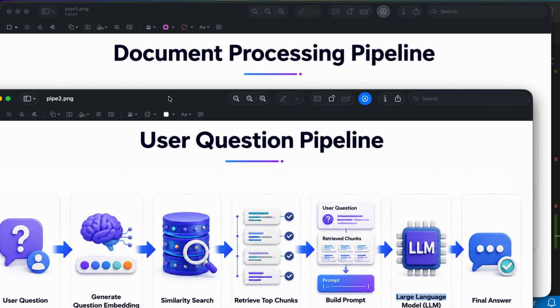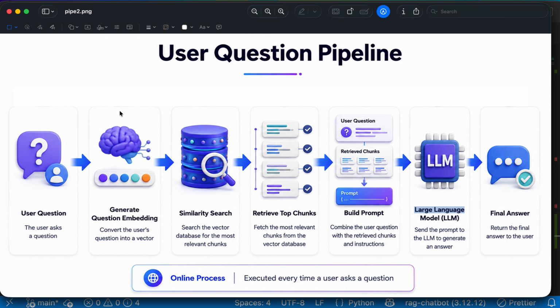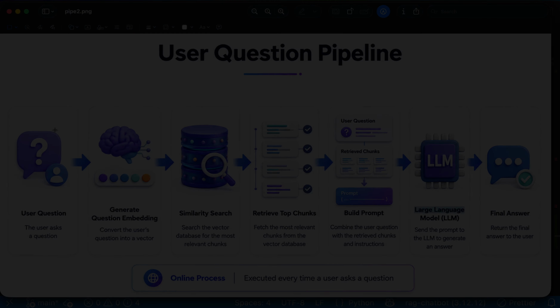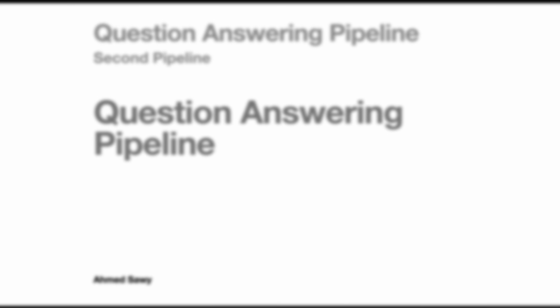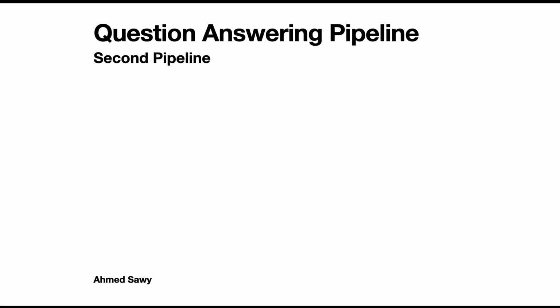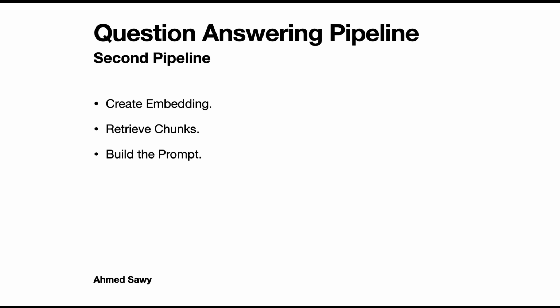And it's time to go to our user question pipeline, when the user asks a question and gets an answer. Hello everyone and welcome to this section, question answering pipeline. It's the second pipeline in RAG. You're going to learn inside it how to create the question embedding, retrieve the best chunks, build the prompt, and generate the answer to return it to the user. By the end of this section, you will build a complete question answering pipeline that retrieves relevant information and generates accurate responses.